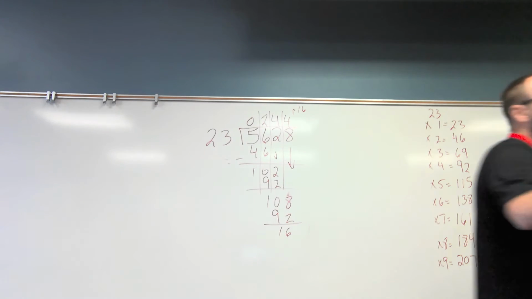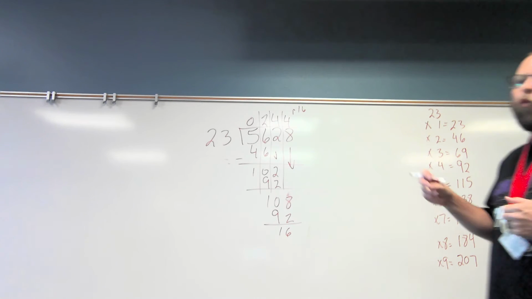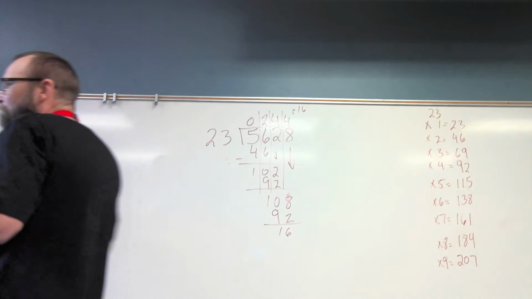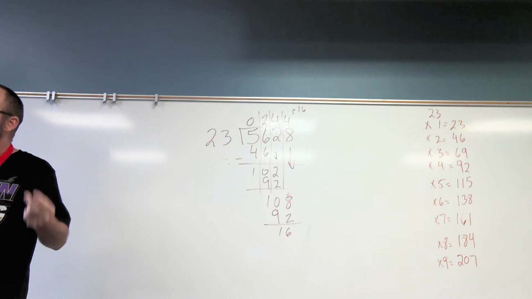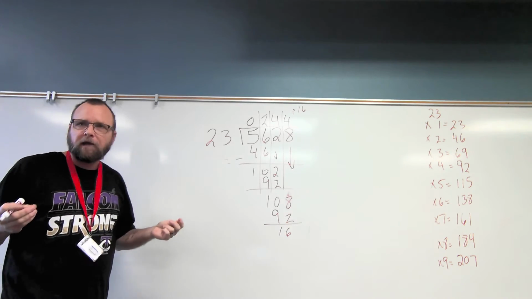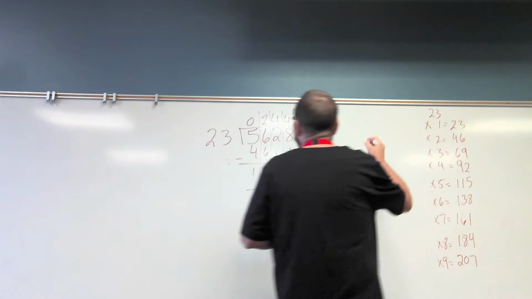But once again, Zane texted me this morning and said, hey, Mr. McMurdo, when you do the problem 5,628 divided by 23 today, somehow he knew that, will you also use the inverse operation of multiplication to check it? I'm like, yeah, whatever. I mean, okay. I'm still single.